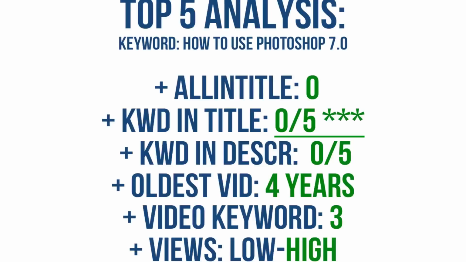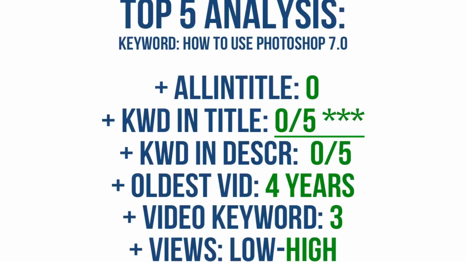Looking at keyword in description, once again, I can see that 0 out of the top 5 videos even mention the exact key phrase, how to use Photoshop 7.0, in the description. Again, awesome news. And the oldest video here is 4 years old. So there's a lot of old content hanging around on the top 5 results. Video keyword, there's actually 3 YouTube videos ranked on Google right now, which is awesome news. We can get that double whammy of traffic I've been talking about over the past few videos.